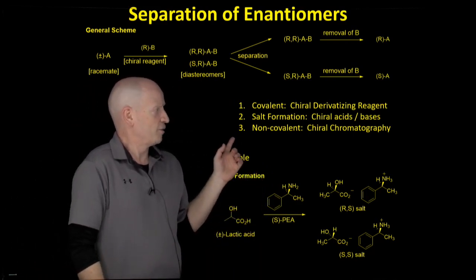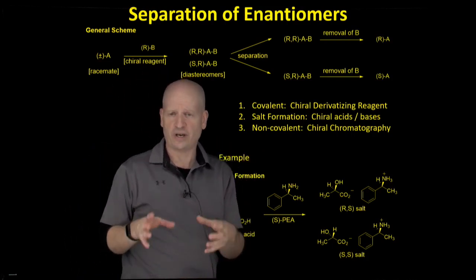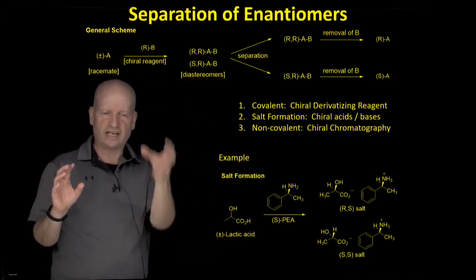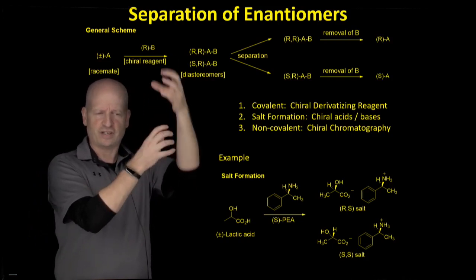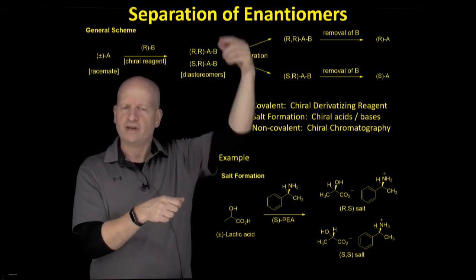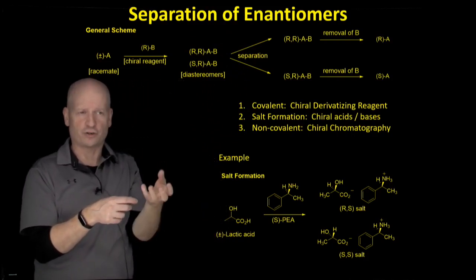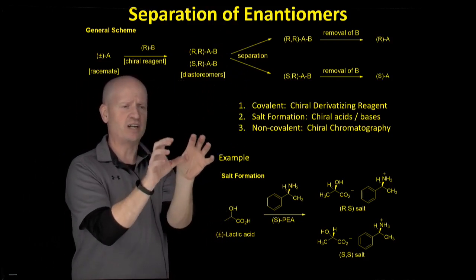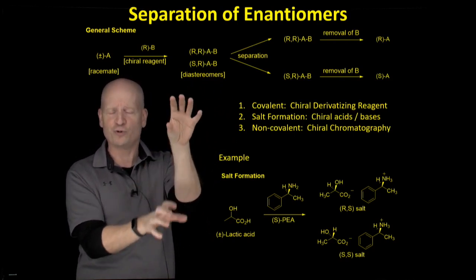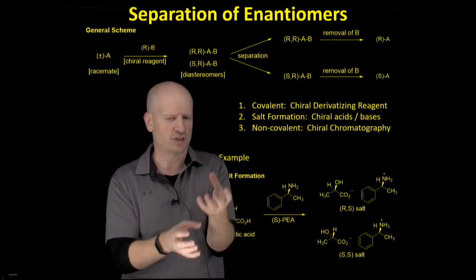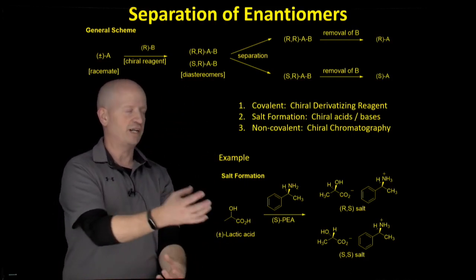The non-covalent interactions are typically what's used when you do chiral chromatography. So if you have a single enantiomer of some chiral selector attached to the surface of silica, and this is all packed in a column, when you pass a solution of your racemic mixture through there, one enantiomer can bind more tightly to the surface than the other. And so as it moves down the column, one will move through the column faster than the other, and they'll separate. And so you can have a container at the bottom of the column collecting one enantiomer then the other.